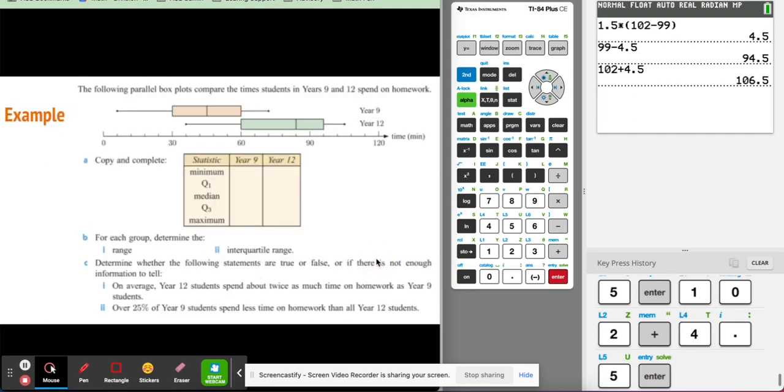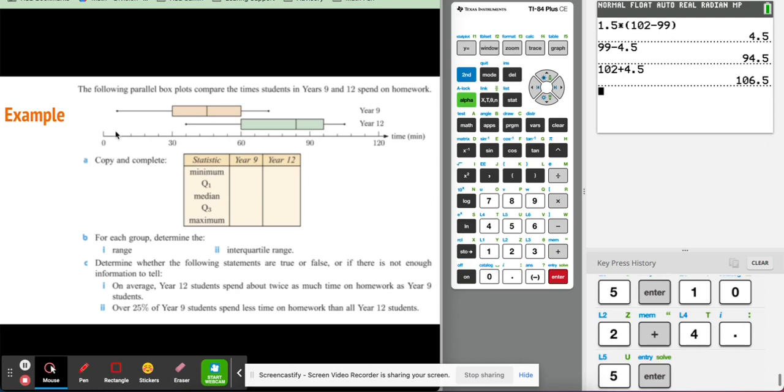Now let's do an example together. Let's look at the following parallel box plots and compare the students' time in grade 9 and in grade 12 that they spend on homework. The top one is grade 9, the bottom one is grade 12, and they're situated on a number line which is in minutes. And they're asking us to complete the following table. I encourage you right now to pause the video and try this example by yourself and then come back to the video.